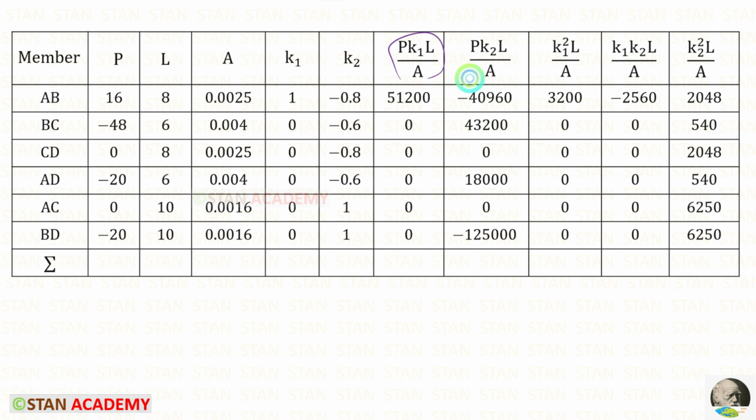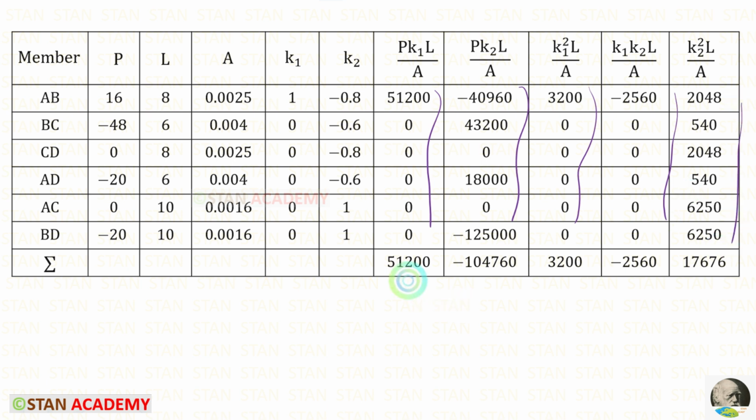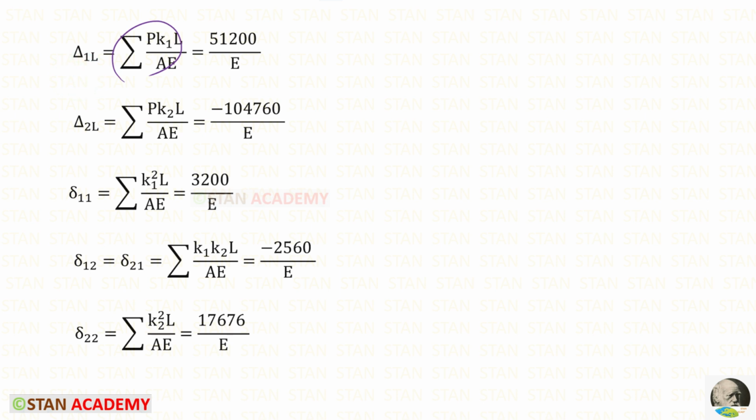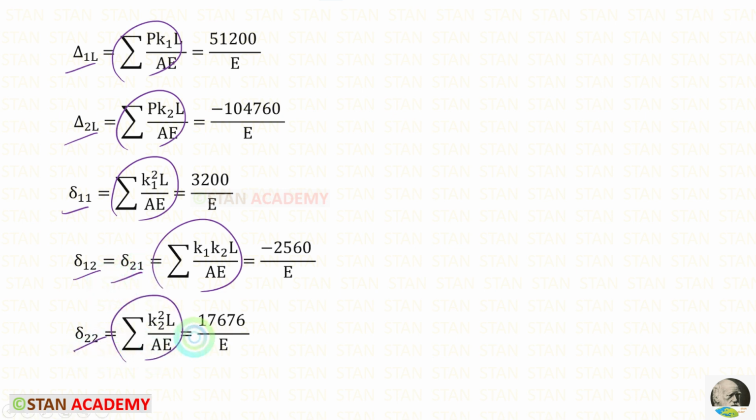Then we need to find these. We need to add these. Then we have to write the summation here. Using this formula, we can find delta 1L. Using this, we can find delta 2L. This is the formula to find delta 11. This is the formula to find delta 12 and delta 21. And this is the formula to find delta 22.